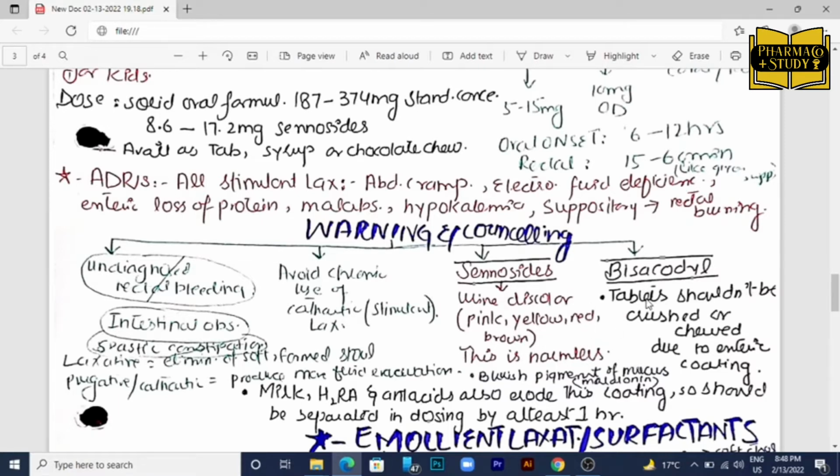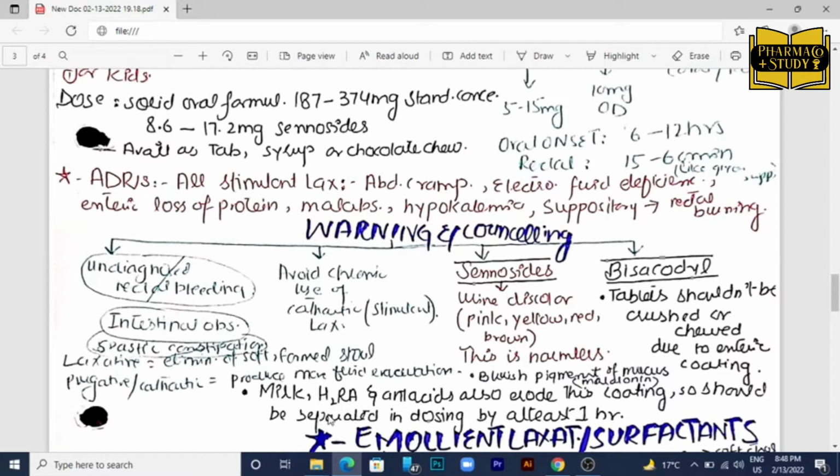Now the very important thing about bisacodyl is that the tablets should not be crushed or chewed. Why? Because these tablets are manufactured with an enteric coating. The enteric coating should be released in the intestine, and is not meant to release its content in the stomach. So this should not be crushed or chewed.